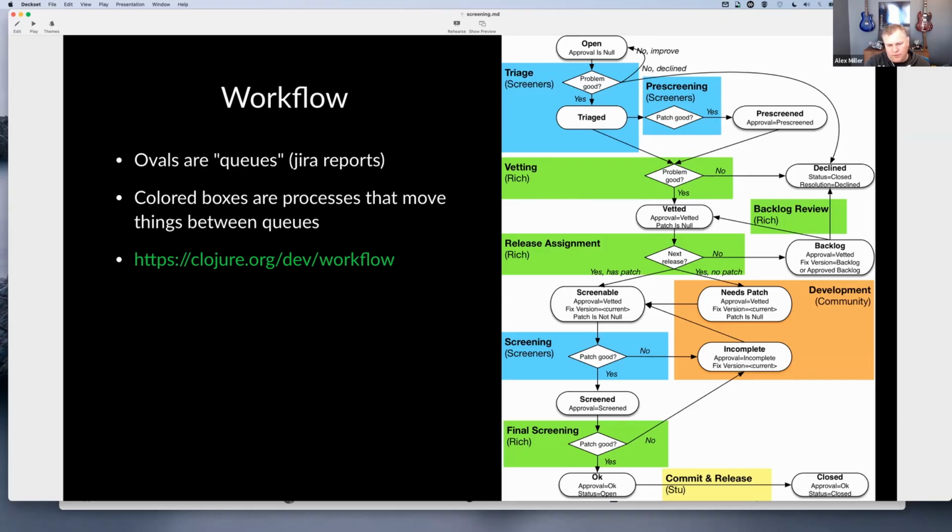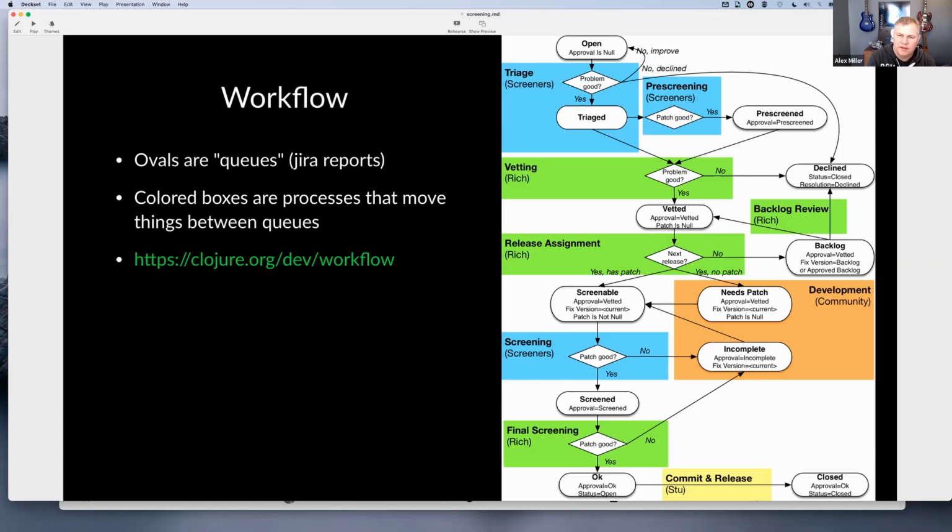This is a workflow diagram. This is out on the Clojure website. And I actually made this diagram on the very first day that I joined the Clojure team back in 2013. It's been modified a little bit since then. I think it probably needs a little bit more modification, but it's basically a result of conversations we had on that day. And it's been mostly how we've worked on JIRAs for a long time.